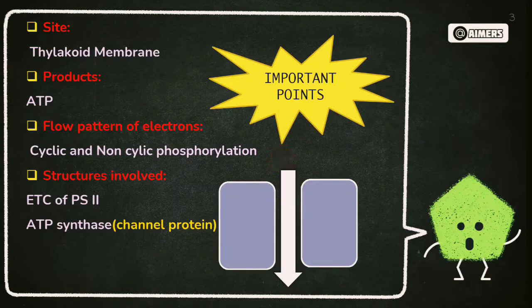Got it? And one more important point: this chemiosmosis is a coupling reaction. Coupling means it is coupled with some structure, and the structure with which chemiosmosis is coupled is the electron transport chain. Chemiosmosis cannot occur without the electron transport chain, plastocyanin, plastoquinone and cytochrome complex.